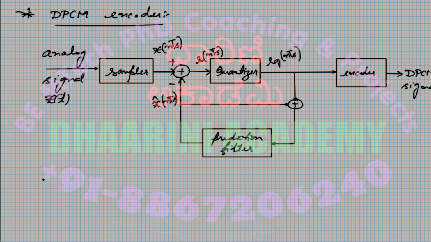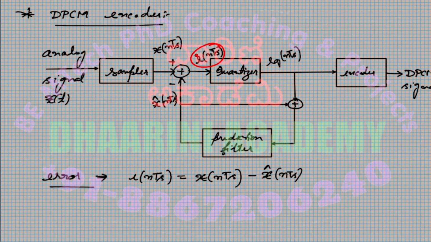So the error signal, how do you calculate the error? It is e of nTs. That is equal to, look at the equation, I have x of nTs, and I am subtracting the x cap of nTs. Is it okay? Just check. This is e of nTs on the left-hand side, equal to this minus this. So that's the first equation which we have to use and remember.